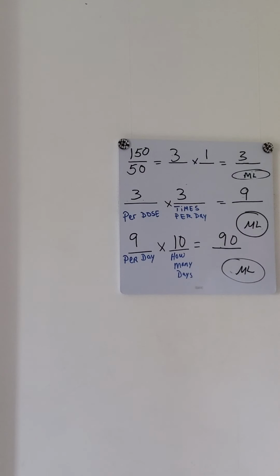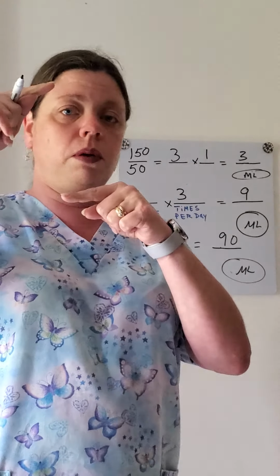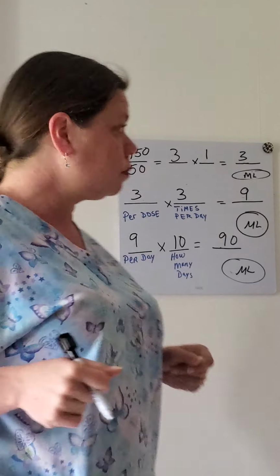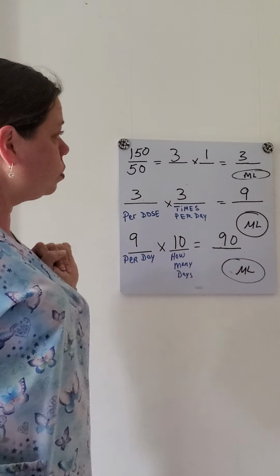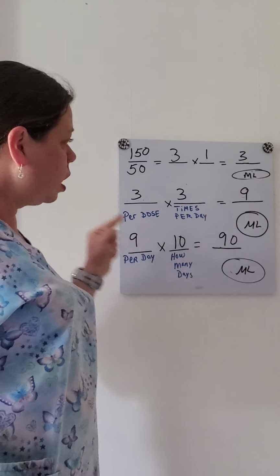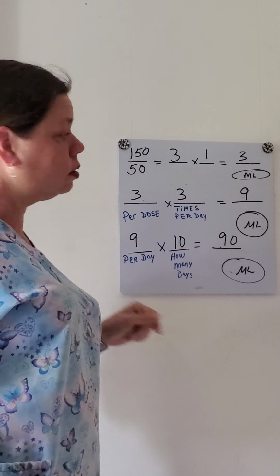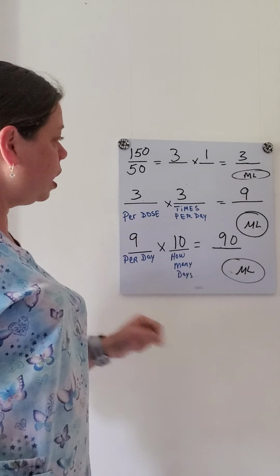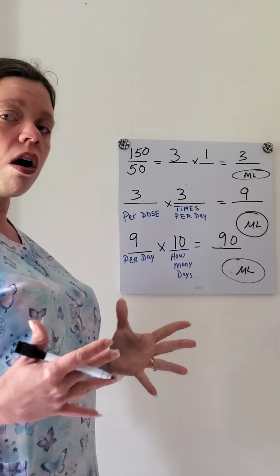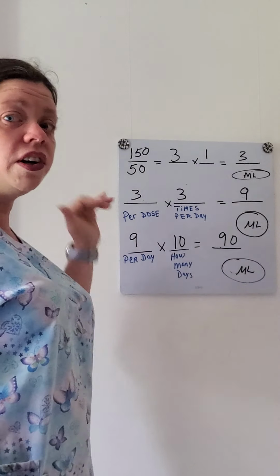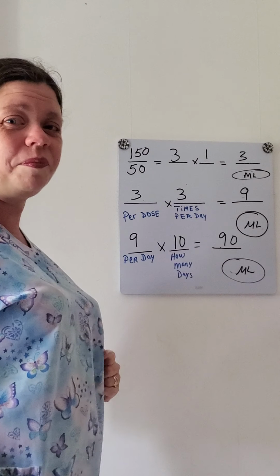So the bottle that the patient gets from the pharmacy will have a total of 90 mLs in it. That'll be a big bottle of 90 mLs. We would give the patient 3 mLs per dose. Doing that 3 times a day gives us 9 mLs per day. Doing that for a total of 10 days would give us 90 mLs in the bottle. Again, not hard, just very specific that you have to do it this way each time.